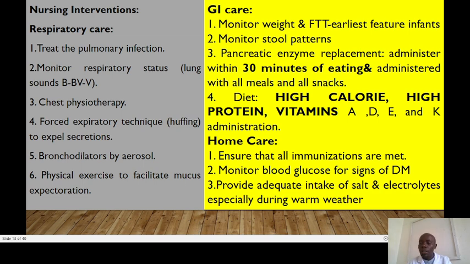You can also do chest physiotherapy, forced expiratory technique. Of course, the forced expiratory technique here is the huffing. So you want to teach these effective coughing techniques where you just huff to expel the secretion, then you can actually add in a more effective cough.